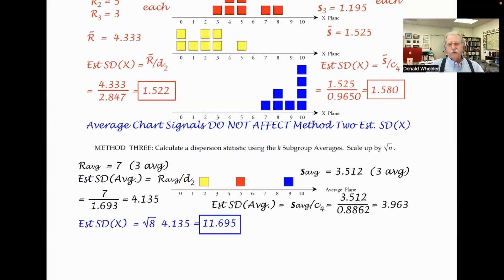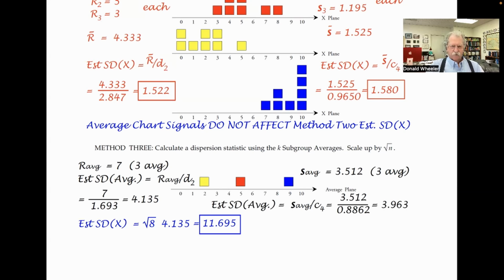If we use S, well, S for the averages, put the 5 and the 2 and the 9 in your fancy calculator, push the magic button, 3.512 pops up based on 3 averages. So our estimate of the standard deviation for the averages would be the standard deviation of the averages divided by C4. That's 3.512 over 0.8862, which is 3.963.